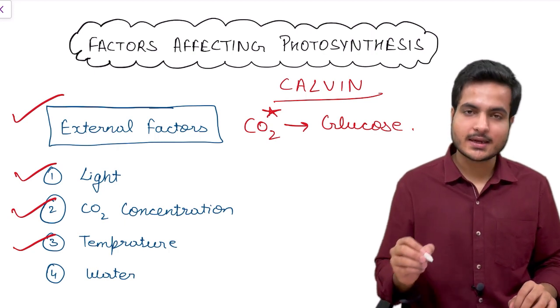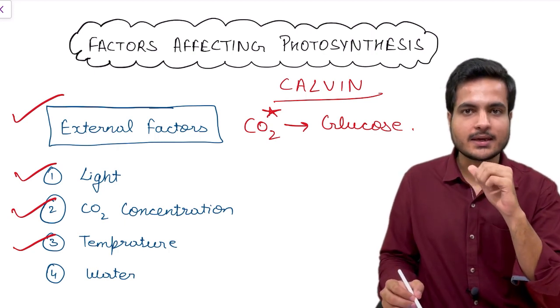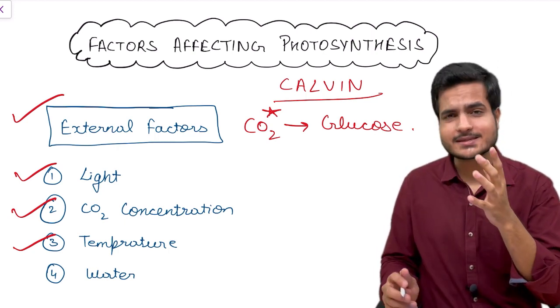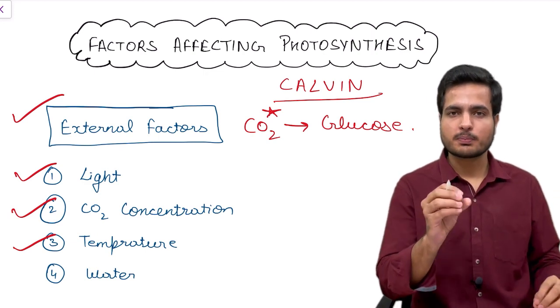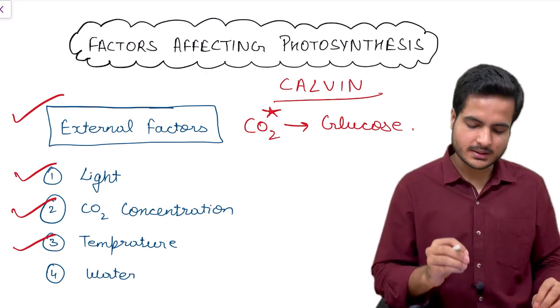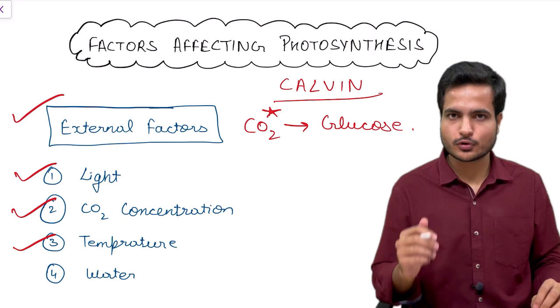The third thing is temperature. Since this dark reaction is enzymatic in nature, therefore we know that enzymes function optimally at their optimum temperature. Therefore temperature also regulates the rate of photosynthesis.